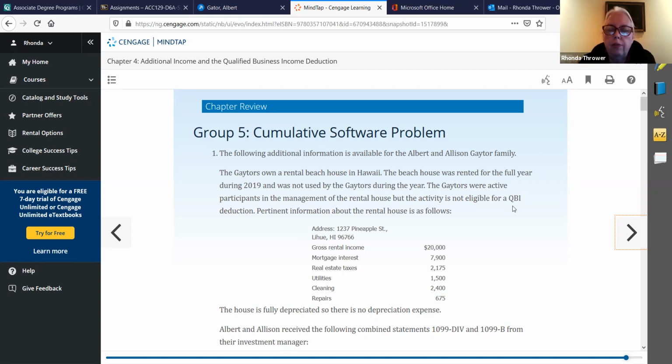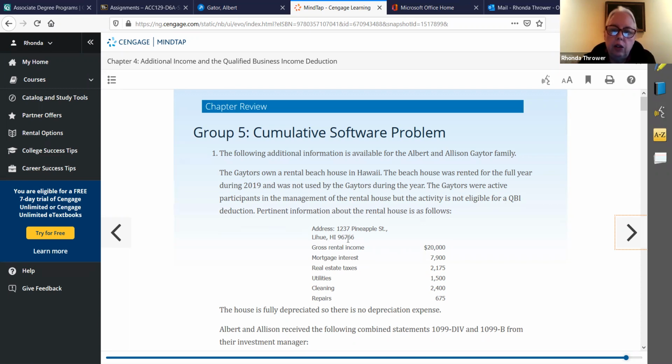QBI stands for Qualified Business Income. You might want to read about that in your chapter to see exactly what that is and why they wouldn't be eligible for that. But they're telling you here that they're not eligible for the QBI deduction. Pertinent information about the rental house is as follows. This is the address. This is the rental income. These are the expenses that would go against that income.